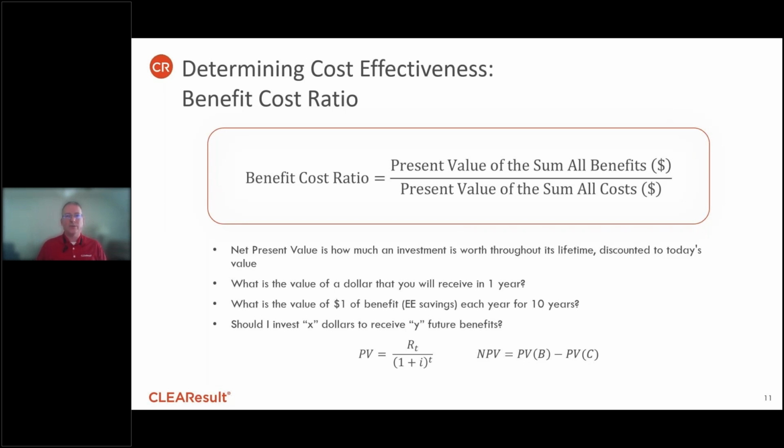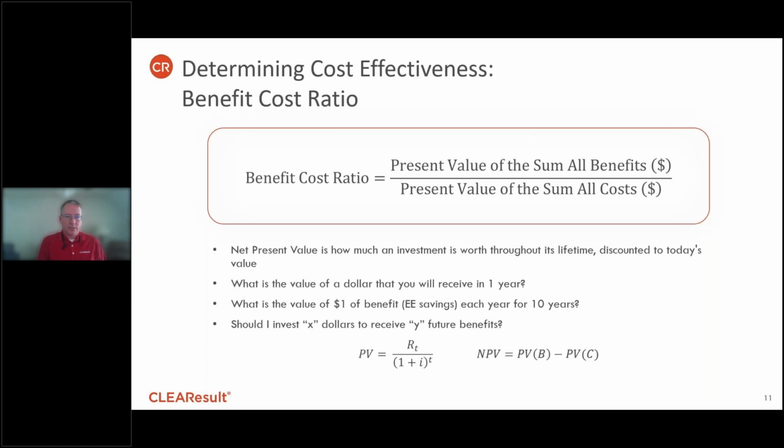So the value of the dollar is decreasing over time, typically. In energy efficiency programs, we're really asking, what is the value of $1 of benefit, of the actual savings, if we have an energy efficiency measure that has an estimated useful life of 10 years? We're going to save some amount of energy. That amount of energy we expect to persist over time. It's going to be the same amount of energy every year for 10 years. What's the value of that savings today?